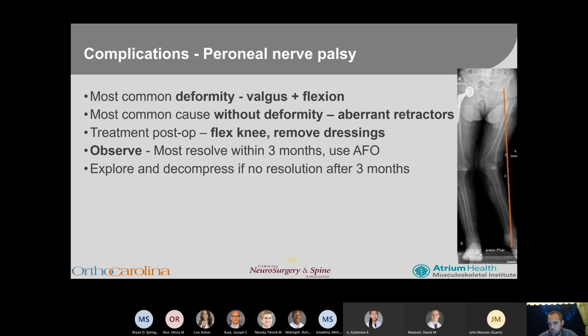The classic question is, what do you do immediately post-op if someone wakes up with a foot drop? And it's flex the knee and remove the dressings. And you're not going to take them back to the OR. Typically, these are observed, with most resolving within a few months. 3 months is kind of the time point at which you start thinking about going back in to do a neurolysis.